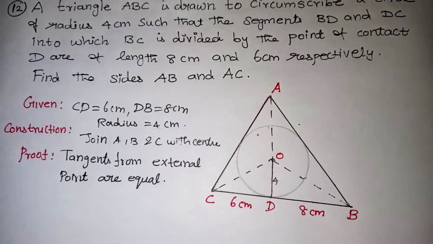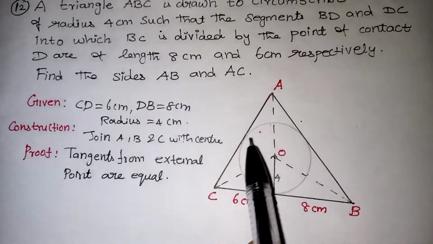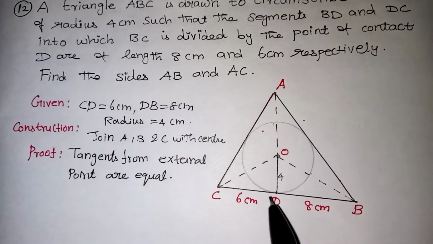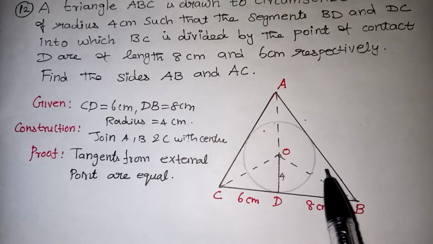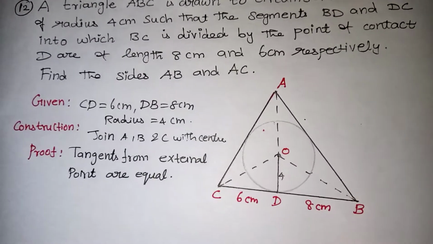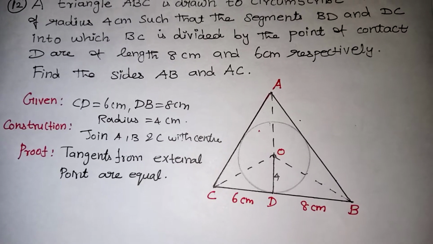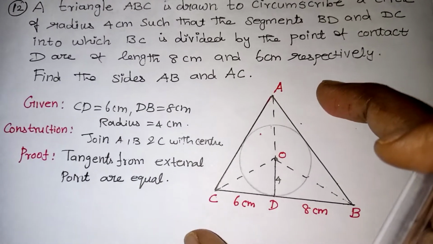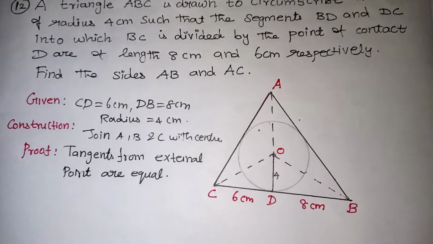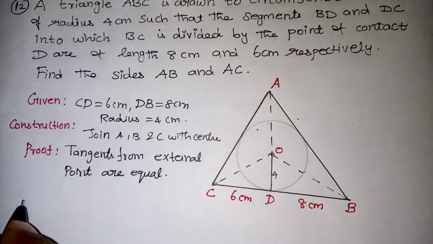Now after the construction, the whole triangle is divided into three triangles. The first triangle is AOC, the next triangle is BOC, the next triangle is AOB. Now if you want to find the area of the whole triangle, we can add the areas of all the small triangles, right? That's what I am going to write here.